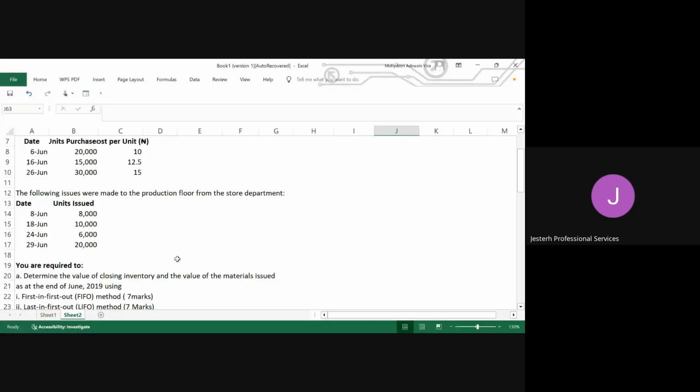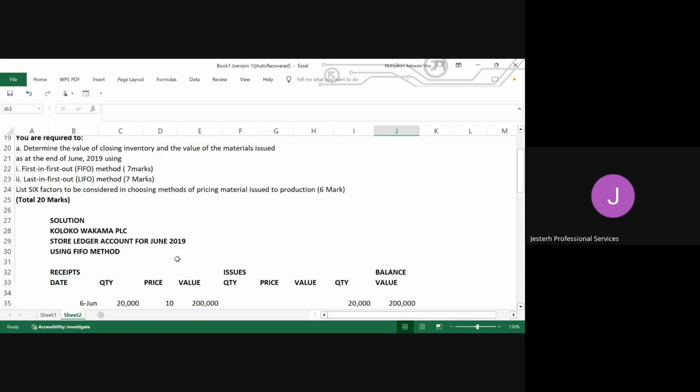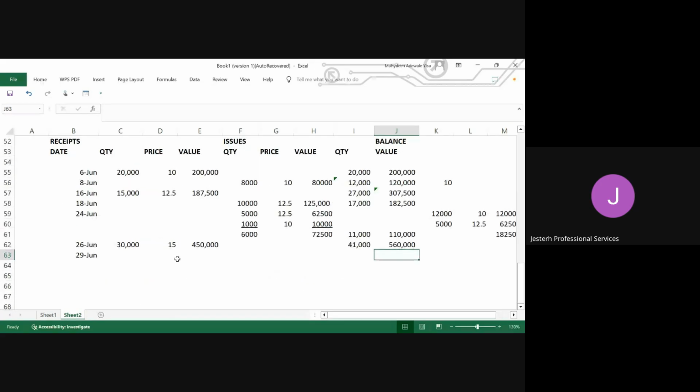From the question, our last issue was on the 29th of June. We issue out 20,000. Now, as an organization, you need to make sure that you do not run out of products. Regardless of how the movement of your production is, always make sure that you have what we call the reorder level. We'll do that in our next class, where we'll be using economic order quantity. What is the reorder level of an organization? Our next class we'll talk about it.